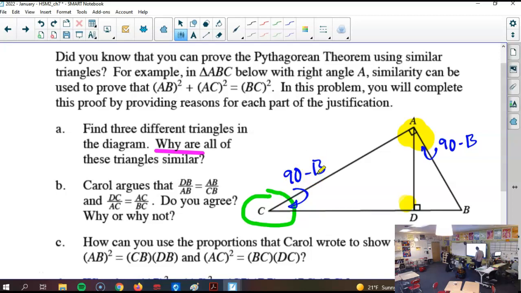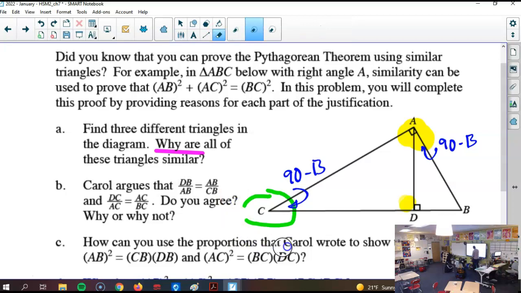Wait, no, we did. Did we? We didn't need to know, probably. So that gives us the angle. Okay, so we've got similar. We've got that they're all similar. Now we can erase all that.